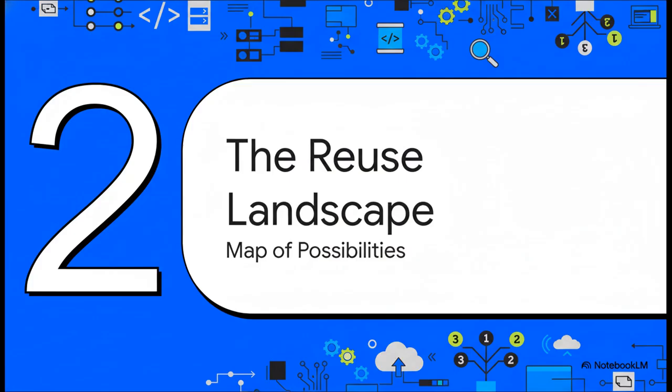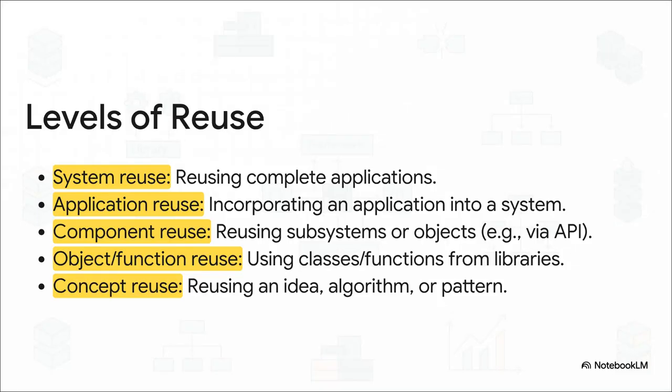Okay, so now that we've got a handle on the pros and cons, let's explore what we call the reuse landscape. You can think of this like a map of all the different ways you can actually implement reuse. It's not a one-size-fits-all kind of thing. It happens at a bunch of different scales and levels. So reuse exists on this whole spectrum. At the very top, you have system reuse. We're talking about reusing entire applications inside a bigger system.